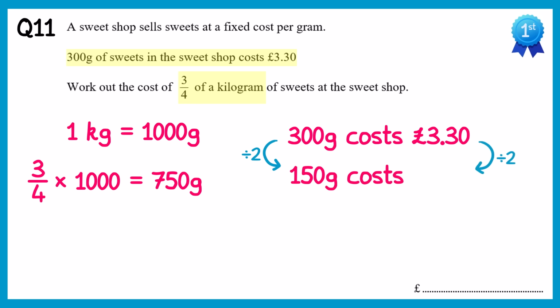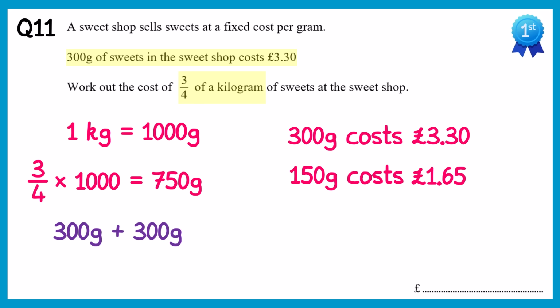Dividing £3.30 by 2 gives you £1.65. We can now work out 750 grams by doing 300 grams plus 300 grams, which would be 600 grams, and then adding another 150, which will give us 750 grams.